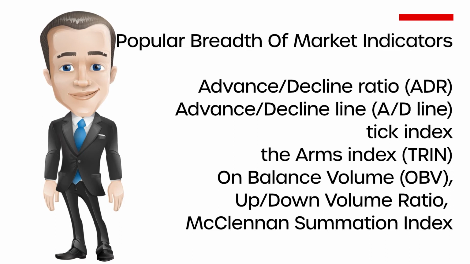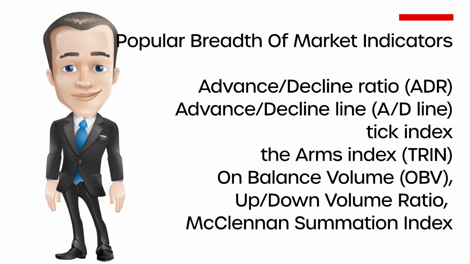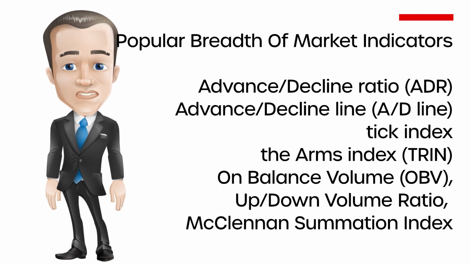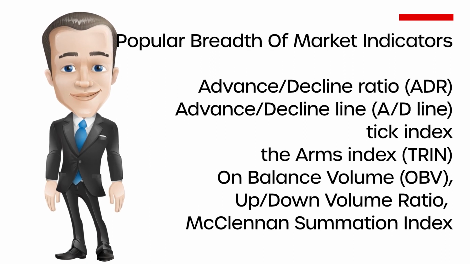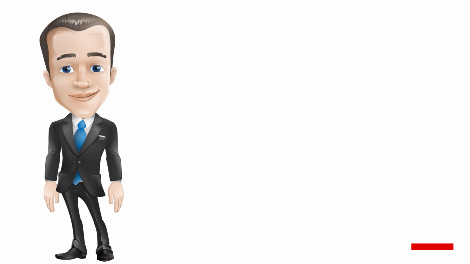Shorter-term breadth indicators include the tick index and the Arms index trend. The tick index compares the number of stocks advancing on an uptick versus a downtick. This is an intraday indicator. The Arms index compares the advance-decline ratio to advancing divided by declining volume. Other breadth indicators include on-balance volume, OBV, up and down volume ratio, and the McClellan summation index.